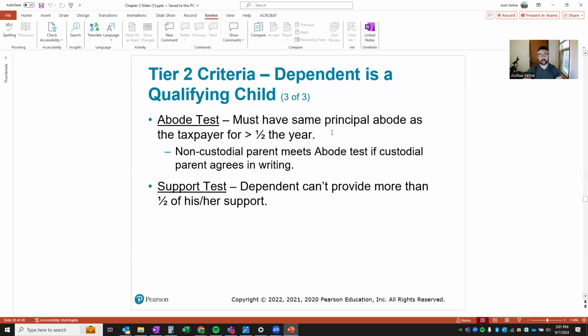Abode test: the dependent has to have the same principal abode as the taxpayer for more than half the year. And the support test: the dependent can't provide more than half of his or her own support. If you were kicked out of the house at 18 and you've made your way through the world, working full time, going to school full time, and your parents don't support you at all, they can't be claiming you on their tax return. You are not a qualifying dependent for that.